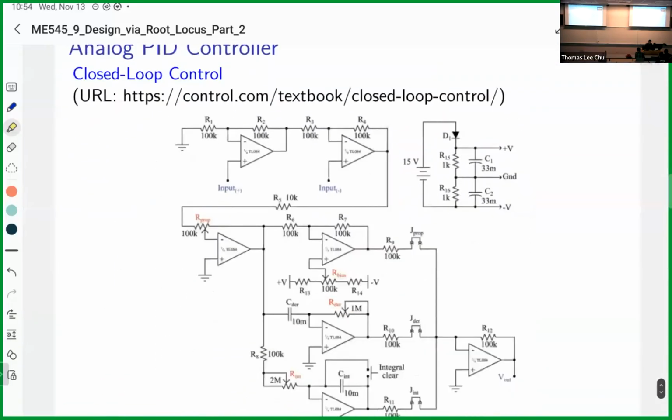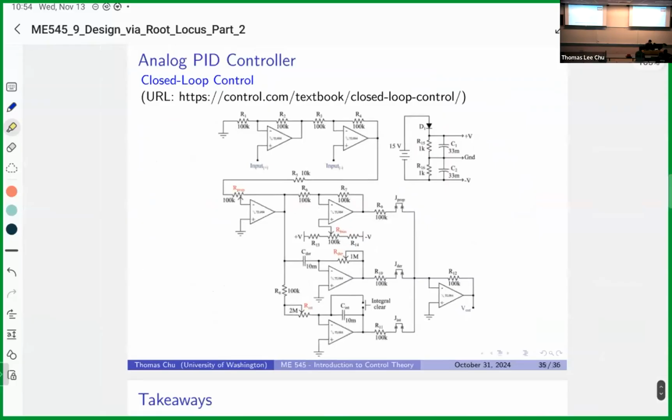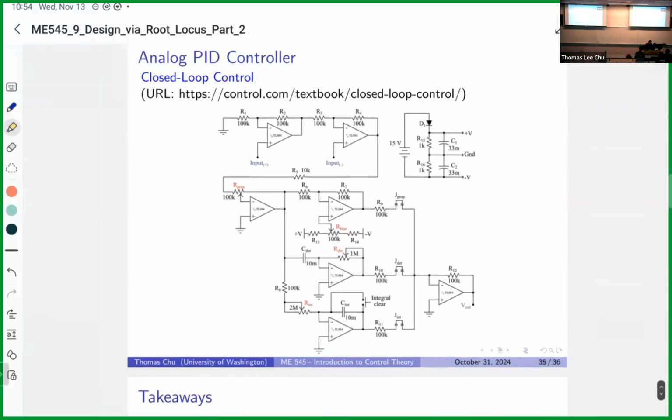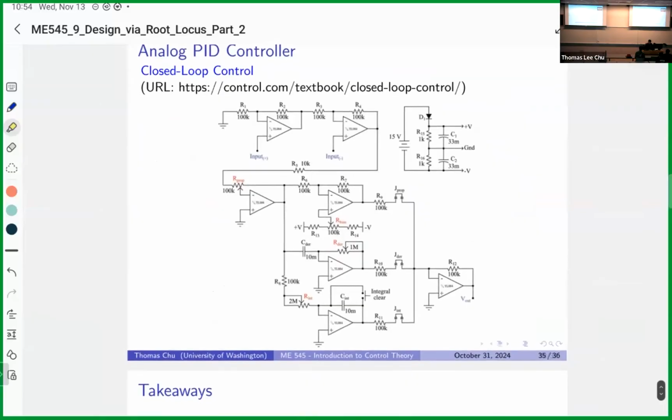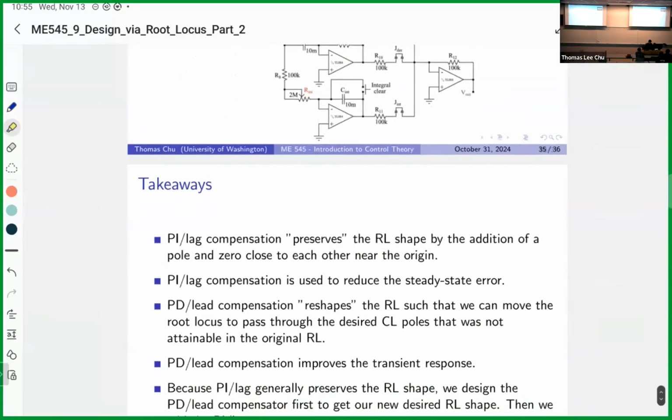And this is what an actual analog PID controller looks like. I would not know how to derive that, but that's what it looks like, if you're curious, before things became digital.